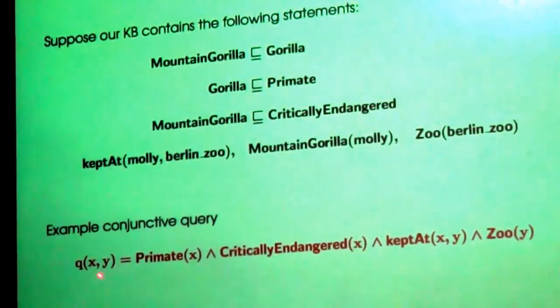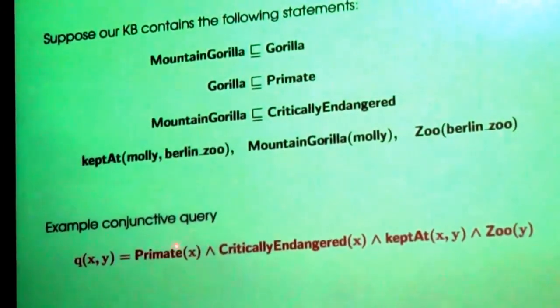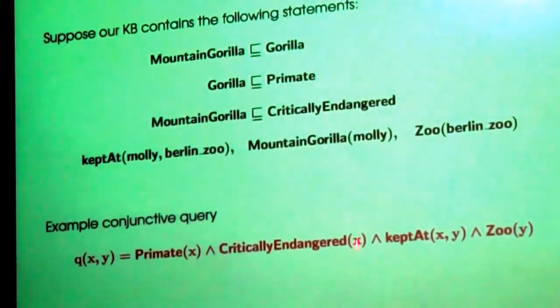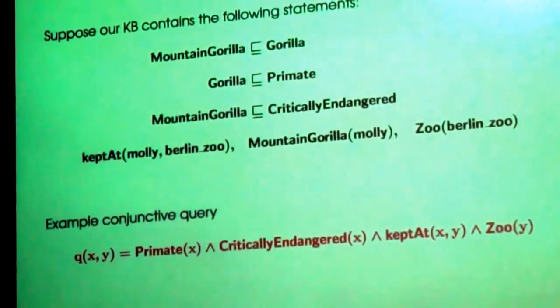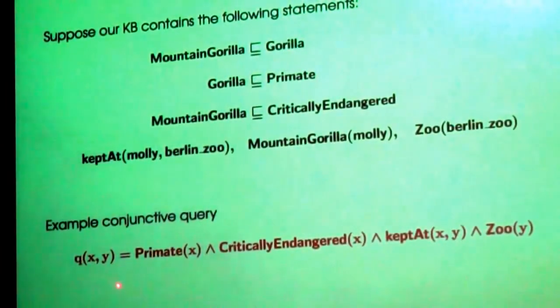So I might want to find all those pairs X and Y, such that X is a primate, and X is critically endangered, part of a critically endangered species, and X is kept at Y, and Y is a zoo, for instance, okay? And using the information here together, so this is just the facts, together with the information in our T-box, we would be able to get back Molly, Berlin Zoo, okay? But if you just have the bare facts, you wouldn't be able to do this, okay?